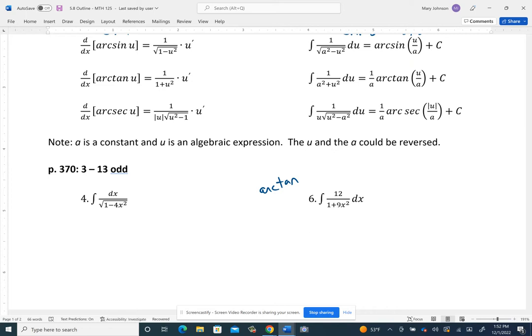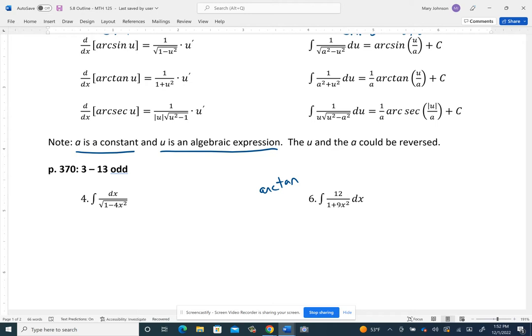Now, in all of the formulas, the a that you see is a constant, and the u that you see is an expression involving the variable. The a and the u might be in the order they need to be in to apply the formula, or they might be reversed. On this one, it is arctangent. Things are pretty much set up in the order they need to be. I just have to learn how to identify the u and the a.